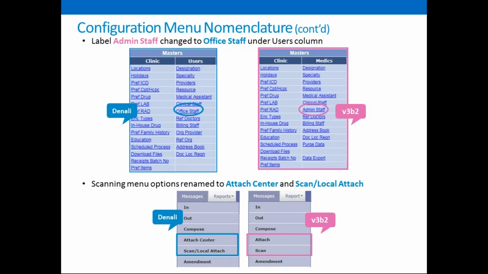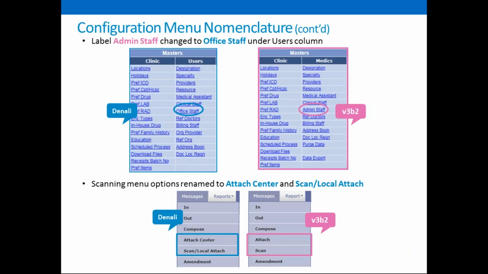And then the menu choices for your messages, attach and scan, have been clarified as well. Instead of simply attach, it is attach center, and instead of scan, it is scan/local attach. Label change only. Logic is the same. The attach center, of course, includes incoming faxes as well as incoming scans. It also allows you to detach and move. So it's an entire functionality dealing with attaching or detaching.